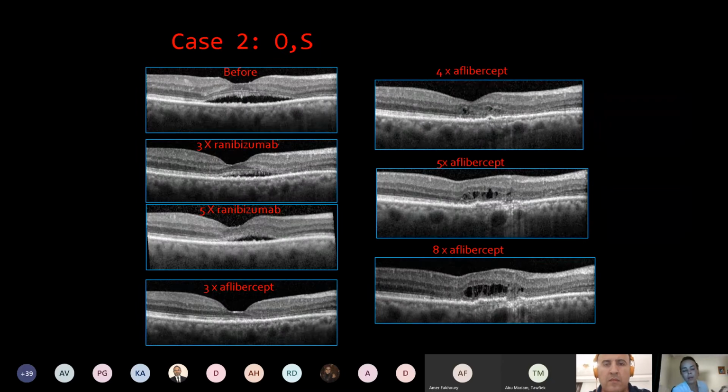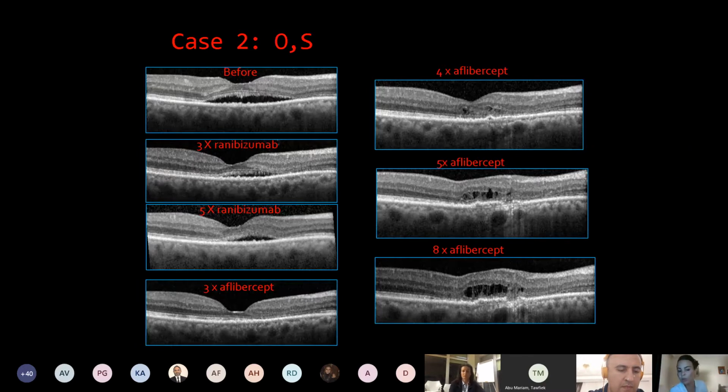So I had a suspicion of central serous, but I was not sure at that time, and I started with anti-VEGF injections. This is the before, and after 3 ranibizumab, 5 ranibizumab, yes, there was subtotal resolution of the subretinal fluid, but after 5 months, we still had subretinal fluid in the center. Then I decided to switch to another drug, aflibercept. I started with 3 loading doses, and the result was pretty good, actually.